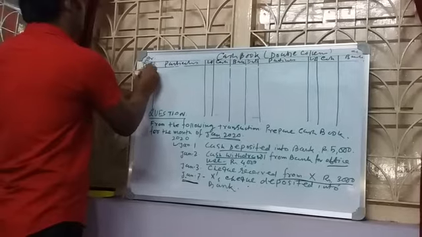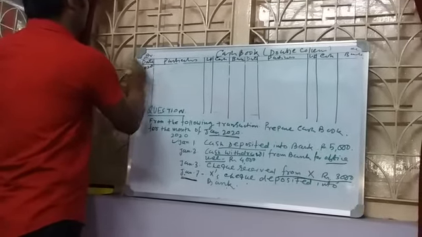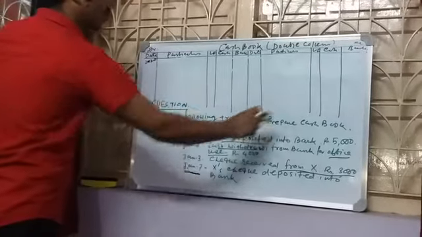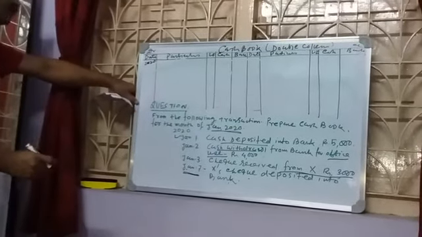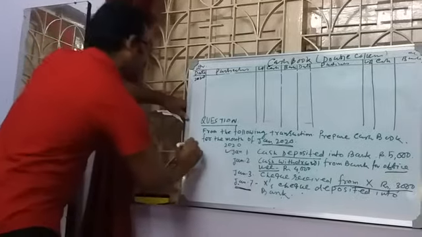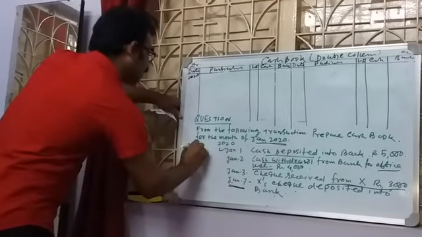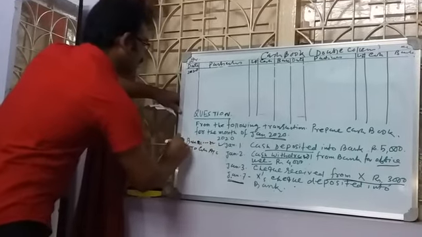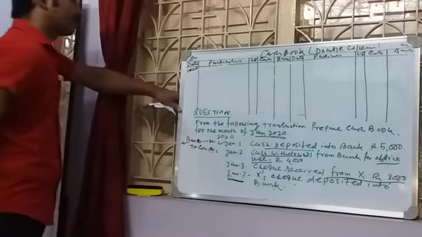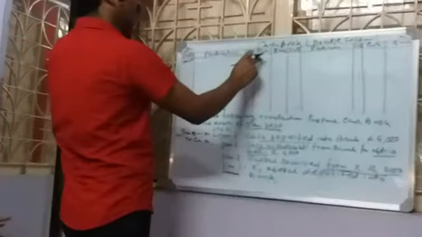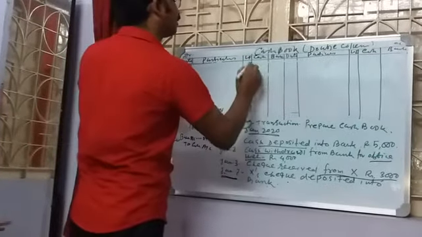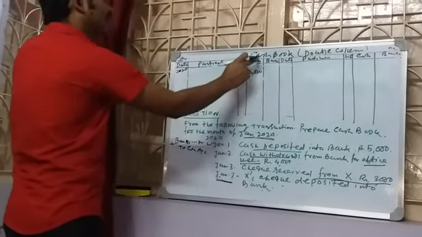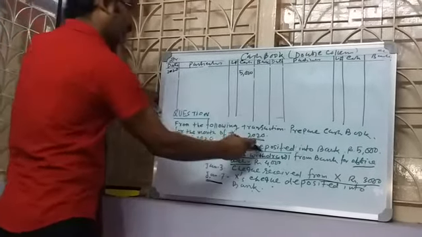So 2020 I am putting here, and Jan 1. Jan 1 is cash deposited into the bank. What is the journal entry for the cash deposited in the bank? So bank account debit to cash account. So this is the treatment of Jan 1.